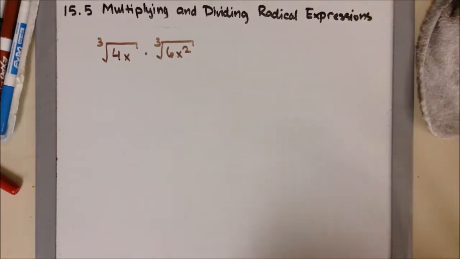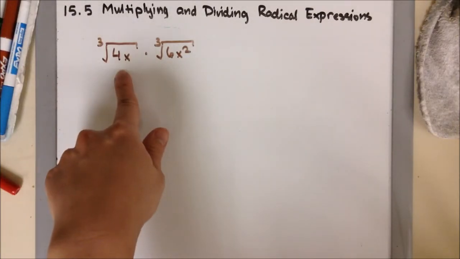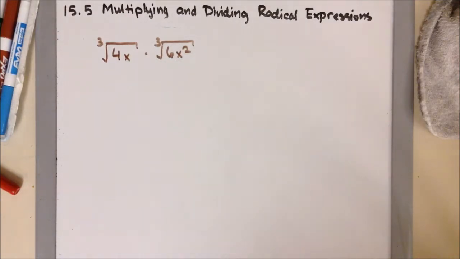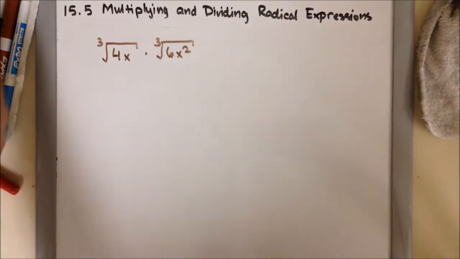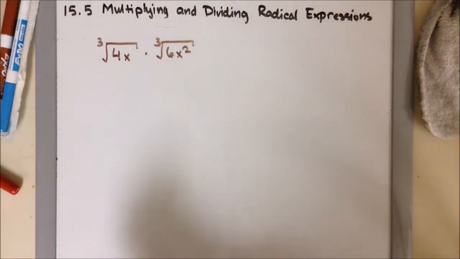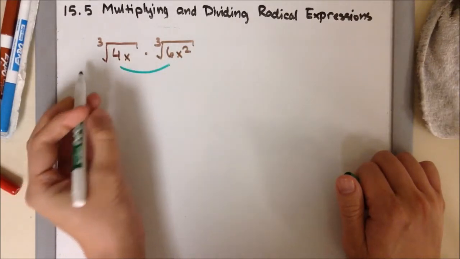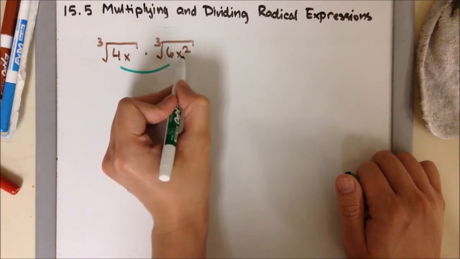In this example, we're going to be working with cube roots or third roots. So right now we have the third root of 4x times the third root of 6x to the second power. We don't have any outside numbers, which is fine. I'm just going to multiply the inside part. So I'm just going to multiply right away. So inside is 4x times 6x to the second power.